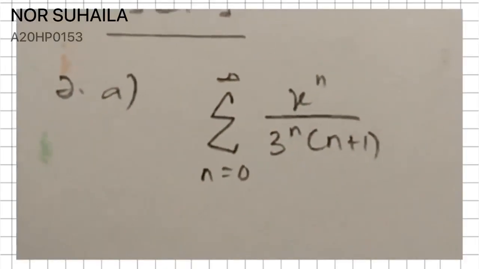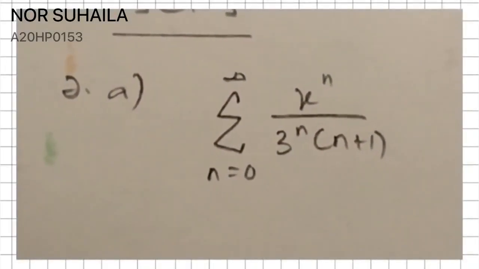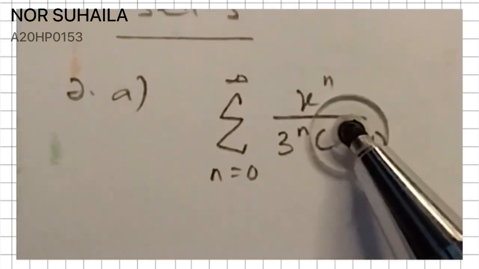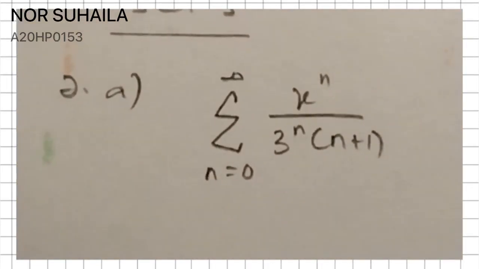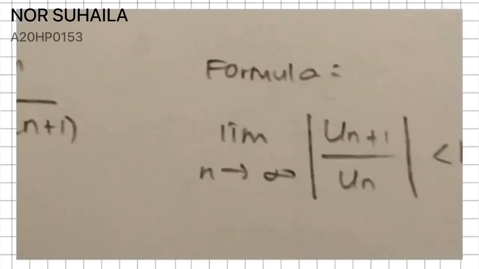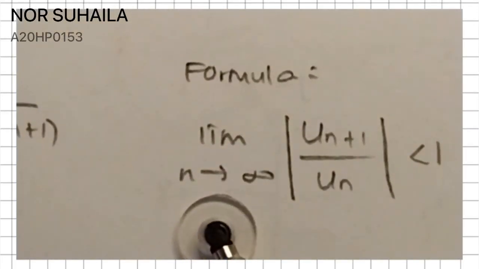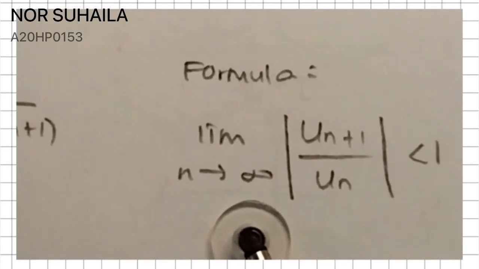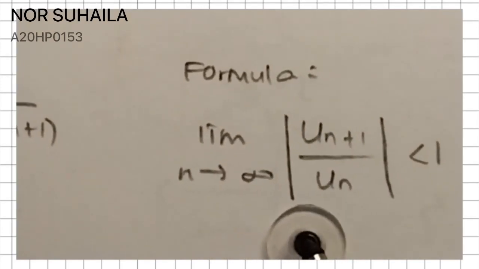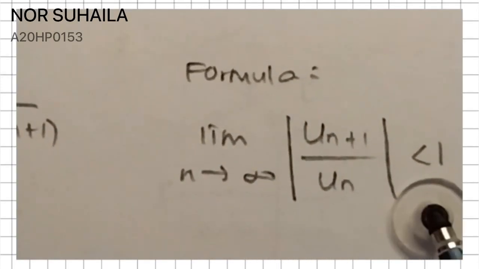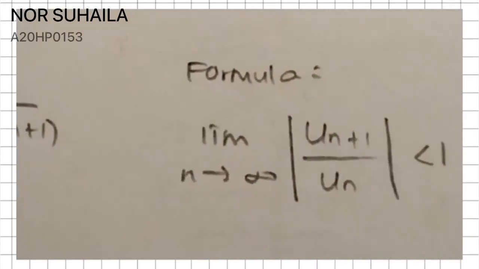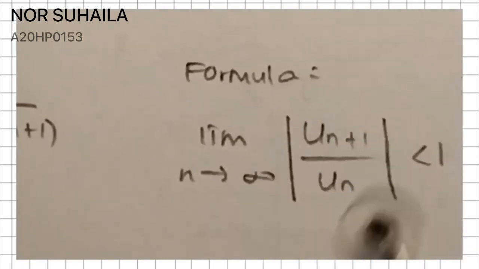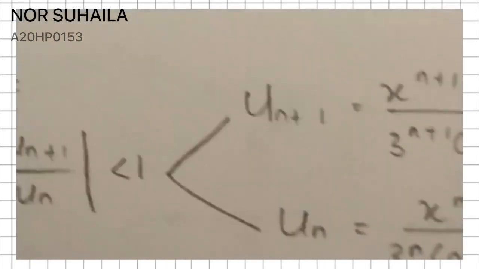So the equation 2a is: find the interval of convergence for the power series x^n over 3^n (n plus 1). So the first step is we need to use a formula. The formula is the limit as n goes to infinity of the modulus of u_(n+1) divided by u_n, less than 1. In the formula, we have two parts, u_(n+1) and u_n.